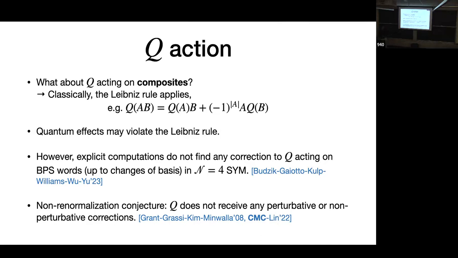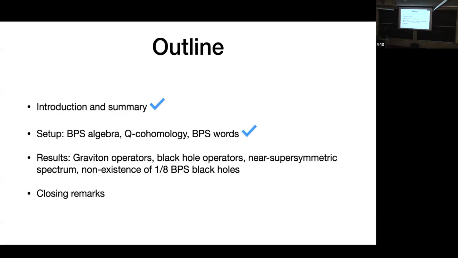And in some examples, we know that Q can have corrections. For example, N equals 1 pure super Yang-Mills. In that example, they found some corrections, and that would indeed change the Q cohomology. And so that would be our working definition. Now let me show you some of our results.